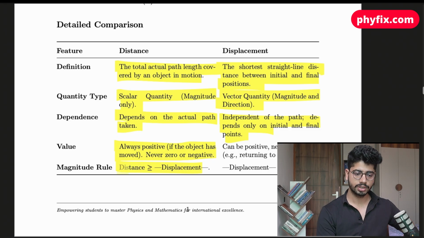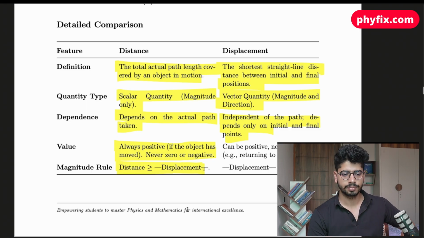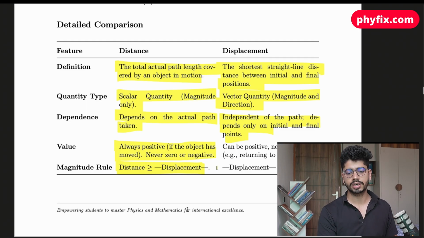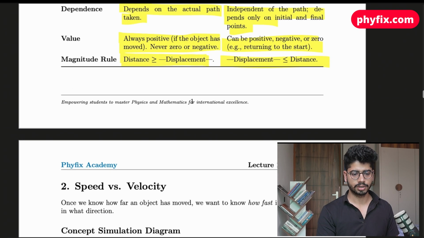So the next point is that the distance is always greater than or equal to the displacement. It can be equal when the direction of the object is not changing. It is possible. So these are a few other things.